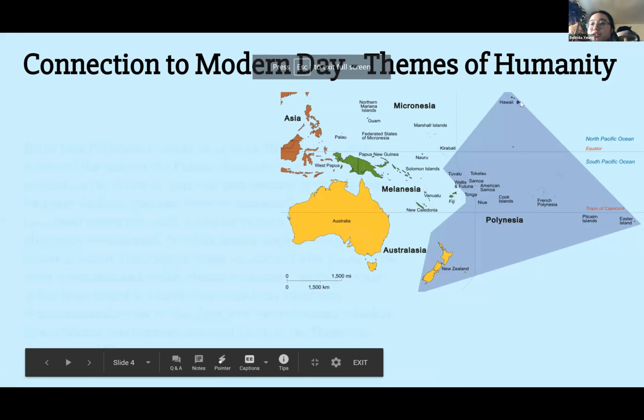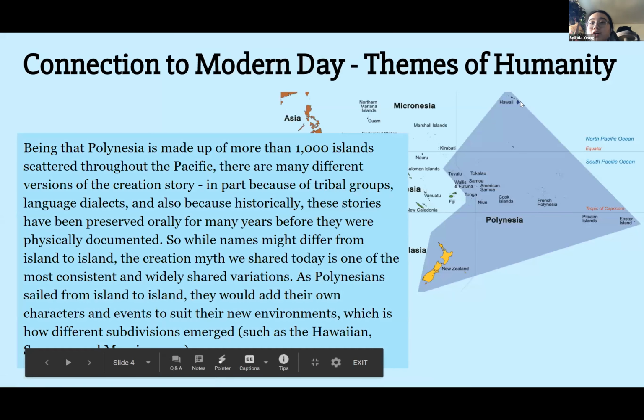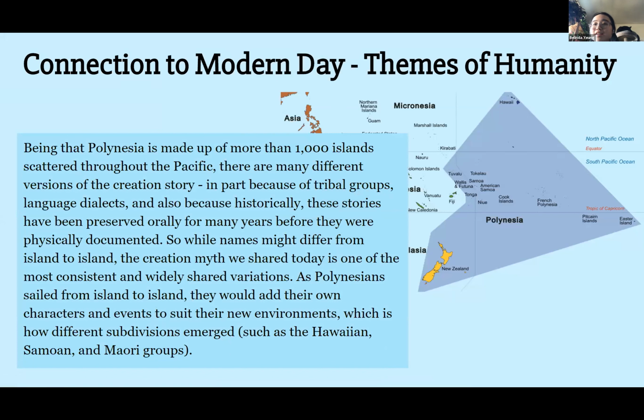So, our connection to modern day themes of humanity, in regards to authenticity and different variations: Polynesia is made of more than 1,000 different islands scattered throughout the Pacific, so there are many different versions of the creation story, in part because of tribal groups, language dialects, and also because historically, these stories have been preserved orally for many years before they were physically documented. While the names in the creation story might differ from island to island, the story is mostly the same, and people would add new characters or new events to suit the new environments of every island, such as Hawaiian, Samoan, and Maori groups.